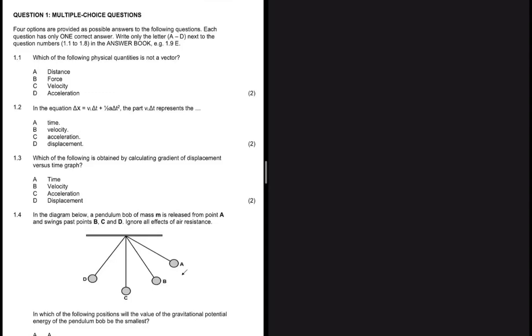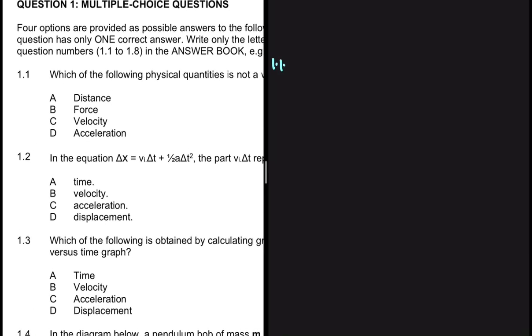Which of the following physical quantities is not a vector? Well, if it is not a vector, then what is it? It is a scalar, a physical quantity that has only magnitude and no direction. Let's look at our options.